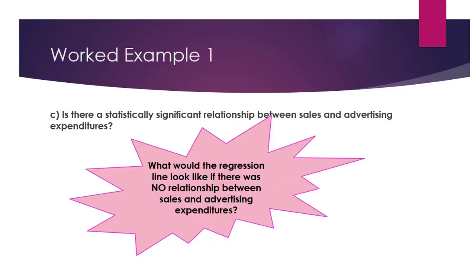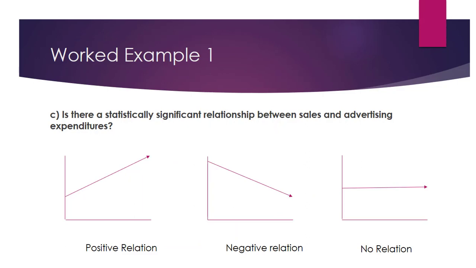Part C. Is there a statistically significant relationship between sales and advertising expenditures? Well, we have to ask ourselves what the population regression line would look like if there was no relationship between sales and advertising expenditures. If we draw the regression line and there is a positive relationship between sales and advertising expenditures, it should look like this and have a positive slope coefficient. If there is a negative relationship, it should look like this with a negative slope coefficient.